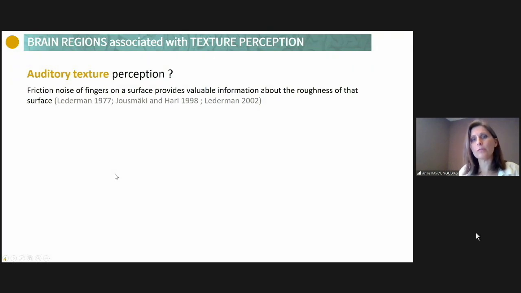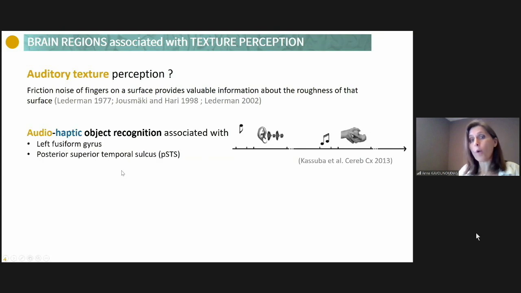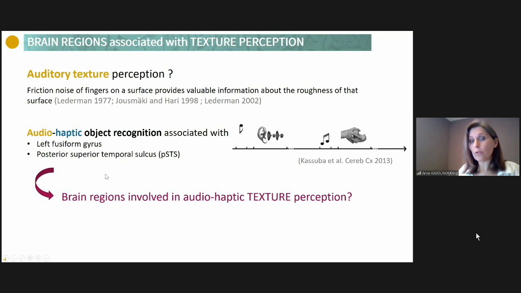Interestingly, far less is known about the influence of auditory cues on texture perception. It has been shown a long time ago that the friction noise of fingers on the surface provides valuable information about the roughness of that surface. And there is one fMRI study showing a specific activation of the left fusiform gyrus and the posterior superior temporal sulcus during an audio haptic matching task for object recognition. But we know almost nothing about brain regions involved in audio haptic texture perception.